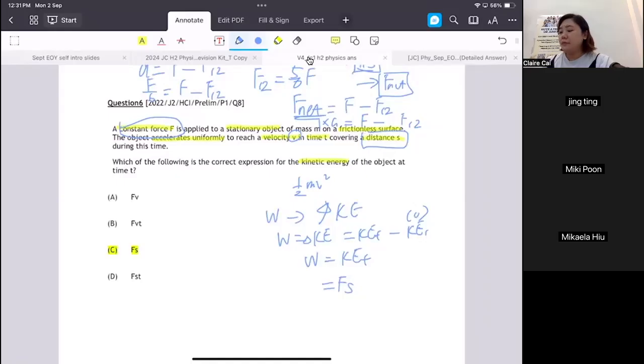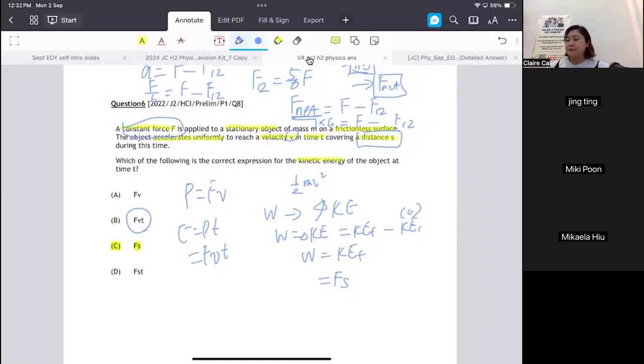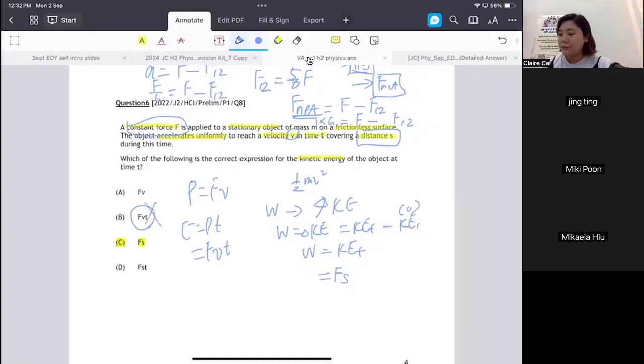That's one question, right? How come I cannot use FVT? What's the new formula you learned for this chapter? Power equals FV, and then energy equals power times time. How come I cannot do FVT? Your V, if you go and calculate it, will be the power at that moment. But your V actually starts from 0 all the way to the final velocity. That's why this one is out.